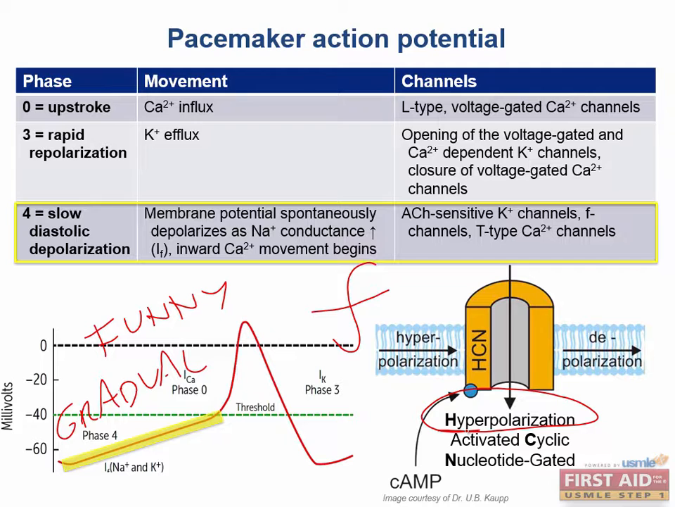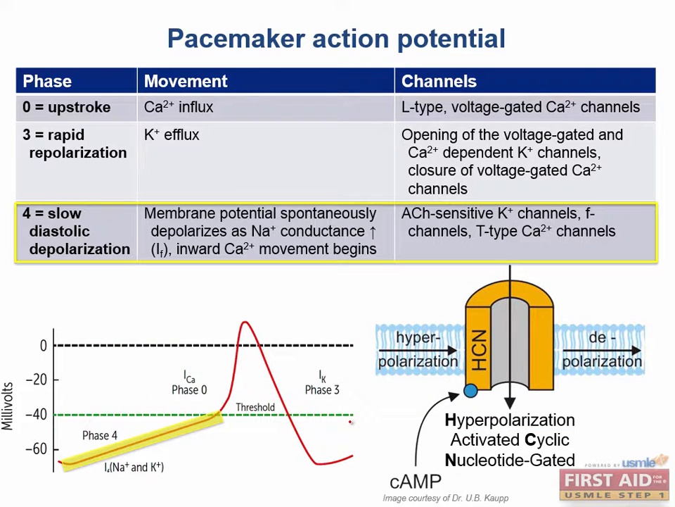So when the cell is repolarizing, not depolarizing, when the voltage drops to around negative 50 millivolts, these channels are going to open. So as the cell is going back towards normal and you hit 50, boom, these are opening. This is the gradual depolarization associated with phase 4.